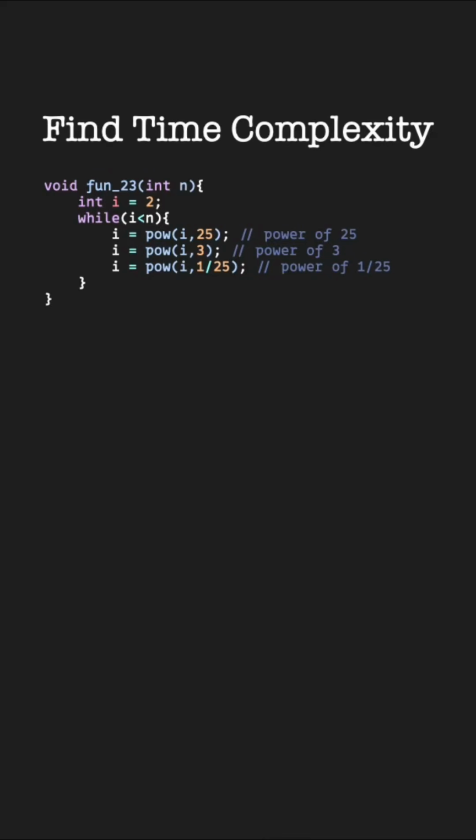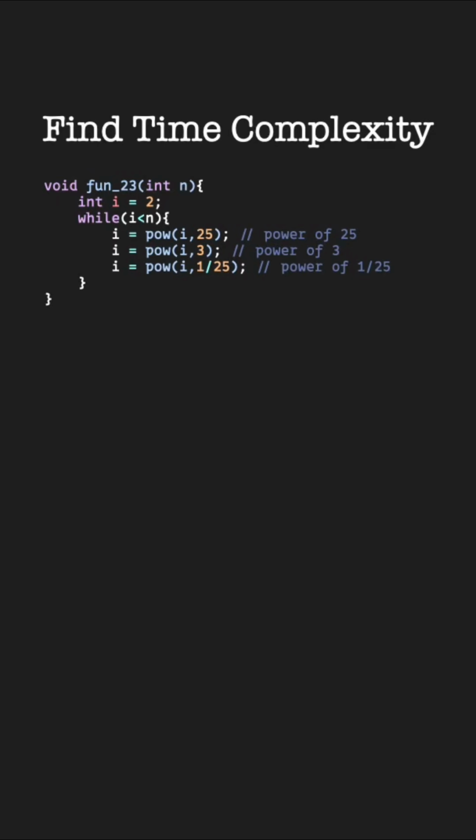Let's find out the time complexity of the code snippet. By observing the code, we can see that there is one loop, and our variable i starts from 2 and gets updated 3 times in the loop. Since i is updated 3 times in the loop, we can find the effective value of i after all the updates.